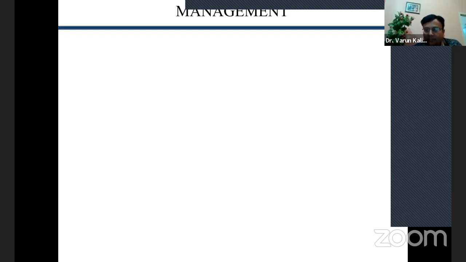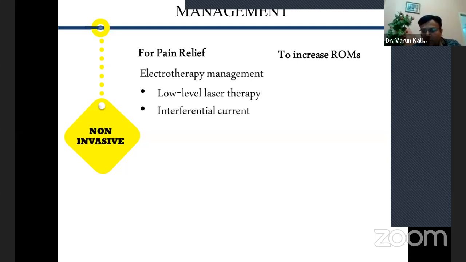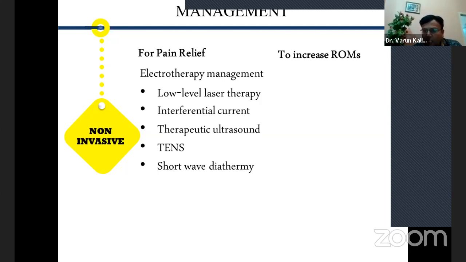Like first one is the non-invasive techniques. We can divide non-invasive techniques into two categories. First one for pain relief and second one to increase range of motion. In pain relief, we all know, we have electrotherapy management including low-level laser therapy, interferential current, therapeutic ultrasound, TENS, shortwave diathermy, and along with kinesio taping also.